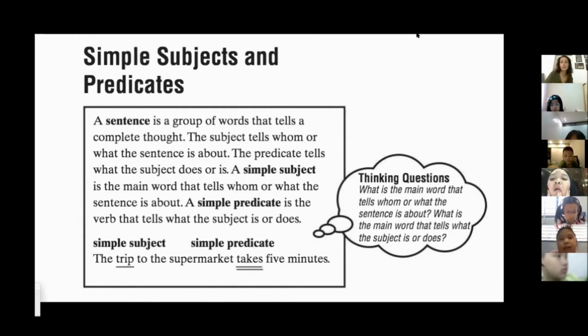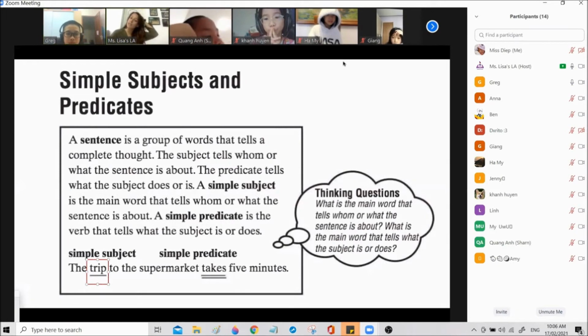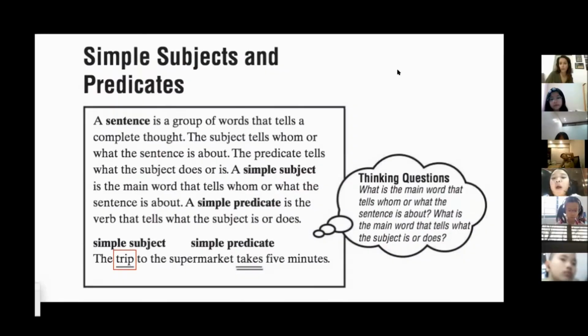In the example sentence, what is our simple subject? Trip. Yep, trip, right? Our noun, trip. This sentence is about the trip. Good job. So simple subjects are always nouns or could be a pronoun. And what is our simple predicate in this sentence? The simple predicate in this sentence is takes. Good job.